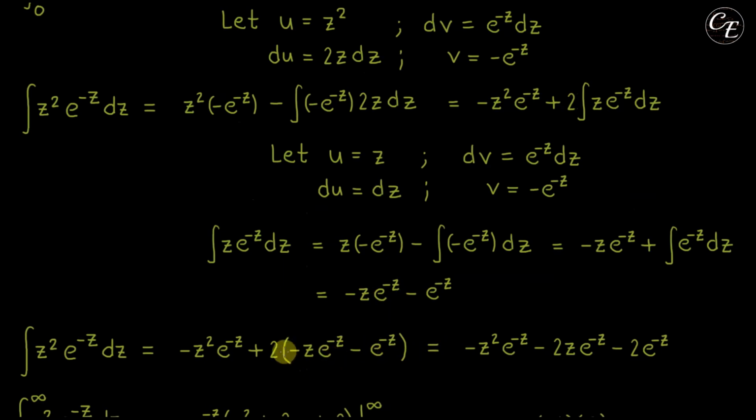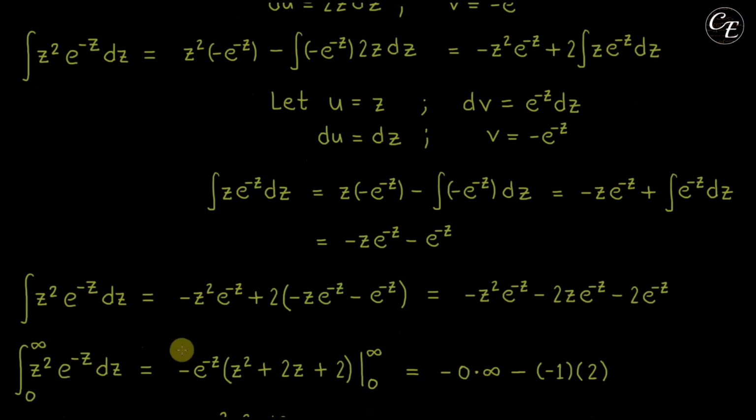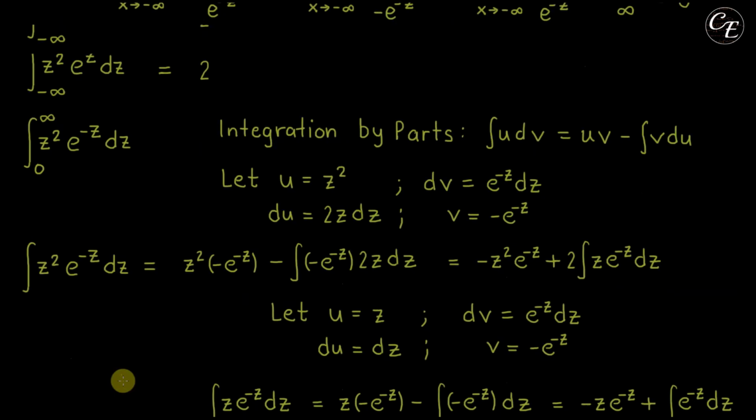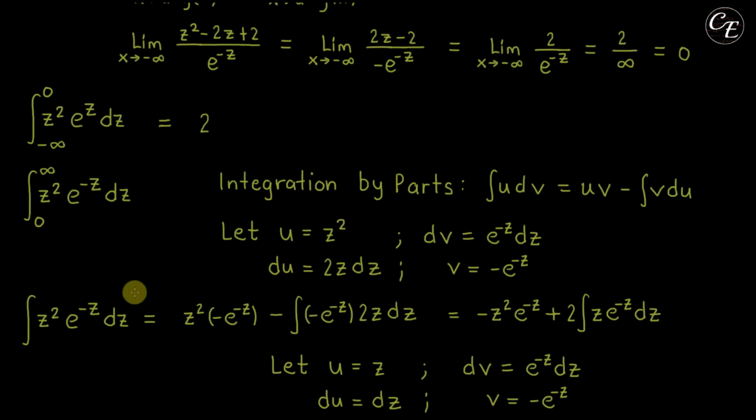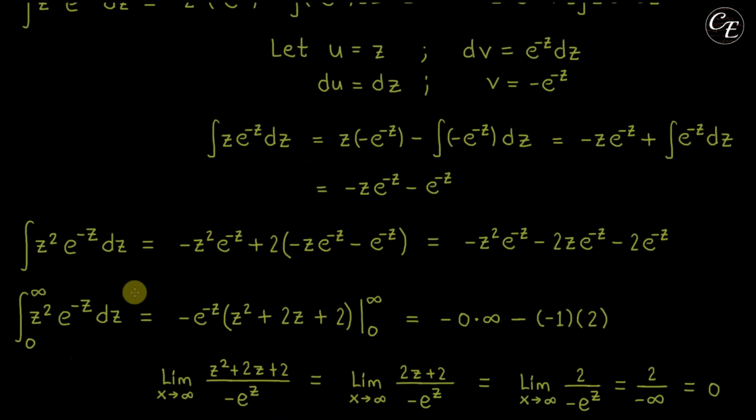Then let us distribute this 2 for each term in here. Then we have negative 2 from here. Then we have negative 2 also from here. Then in here, we have a common term, negative of e raised to negative z. By factoring it out by negative of e raised to negative z, we get negative of e raised to negative z times the rest of the terms, which is z squared plus 2z plus 2. Then it has to be evaluated from 0 to positive infinity. So we have this one, 0 to positive infinity, and also in here to be evaluated from 0 to positive infinity.